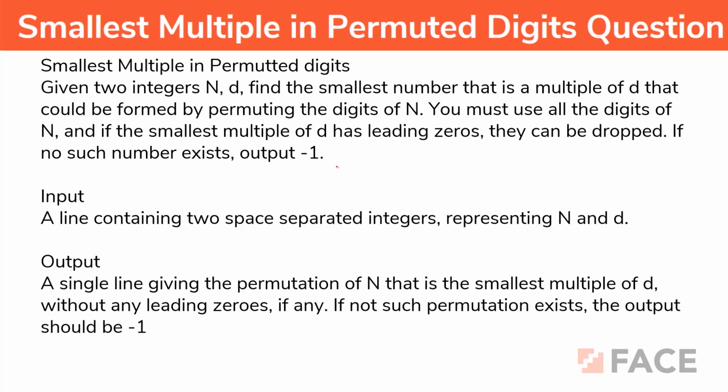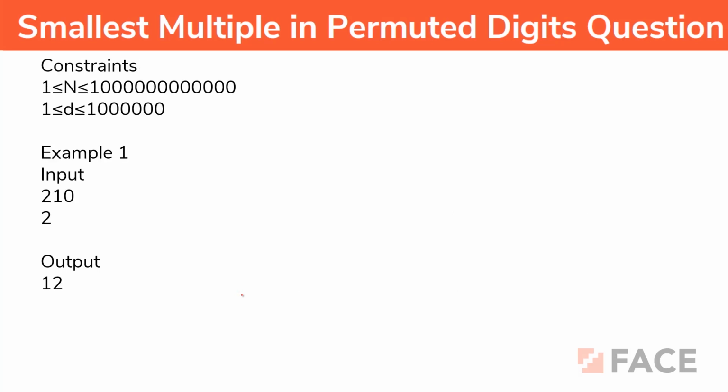Let's go for the input format. A line containing two space separated integers representing n and d. They have given two integer values. Output: a single line giving the permutation of n that is the smallest multiple of d, without any leading zeros, if any. If no such permutation exists, the output should be -1. Let's go for the sample test case, and before that, we have to see the constraints.